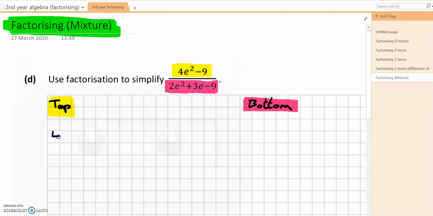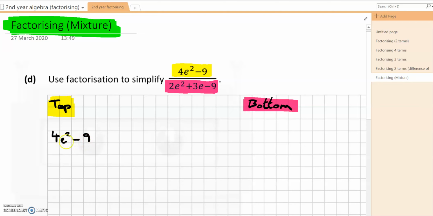What is it? It's 4e squared minus 9. Now, how many terms does it have? It has 1, 2, right? So if you're curious as to how to do this, or if you haven't looked at the videos yet, you should look at the videos already done on factorizing two terms. There's actually two videos for factorizing two terms. Those two. So let's try and find something that's in common.